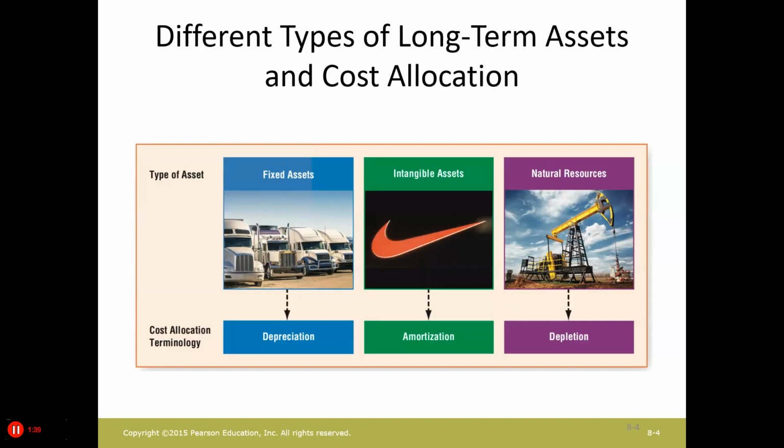Now the thing to remember is for fixed or tangible assets, we allocate them using a term called depreciation. For intangible assets, we allocate based on a term called amortization. And for natural resources, we use a term called depletion. We're going to focus on depreciation.